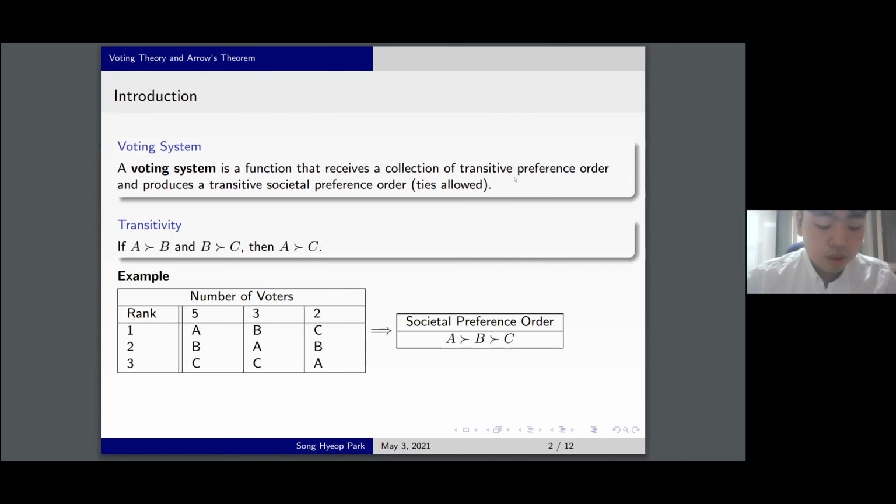In this example, you can see that 5 voters have a preference order of A, B, C. 3 voters have a preference order of B, A, C. And 2 voters have a preference order of C, B, A. This is an example of plurality, which gives you a resulting order from the number of first place votes. So A is ranked first by 5 voters, B is ranked first by 3 voters, and C is ranked first by 2 voters. So our societal preference order is A, B, C.